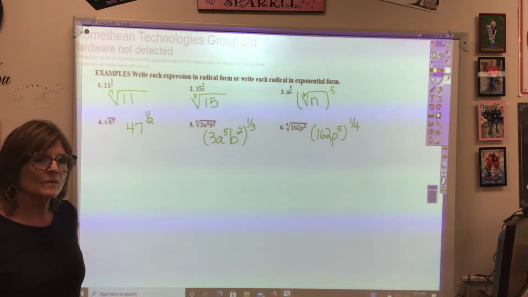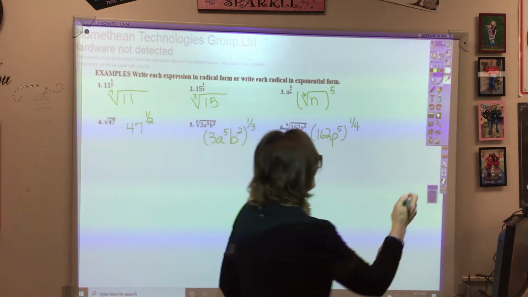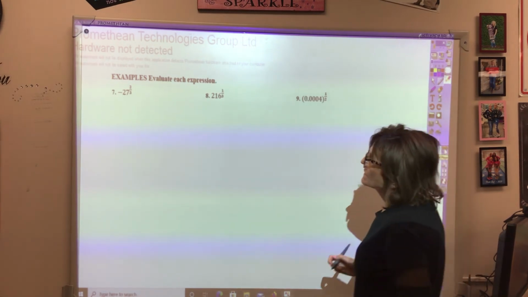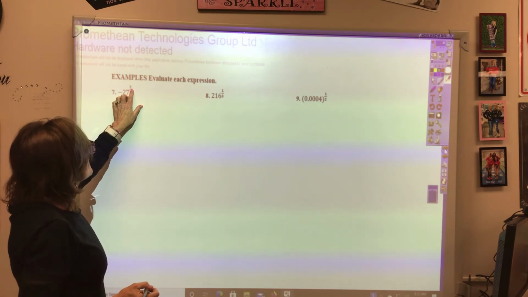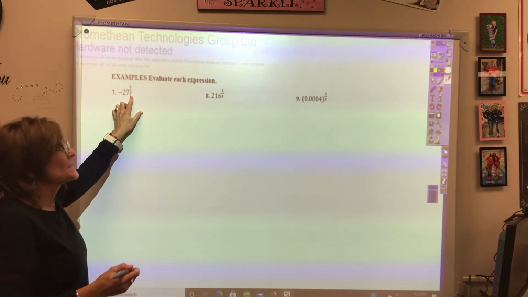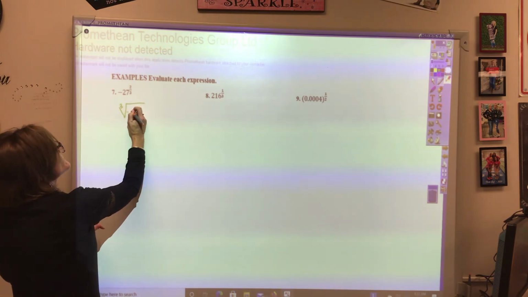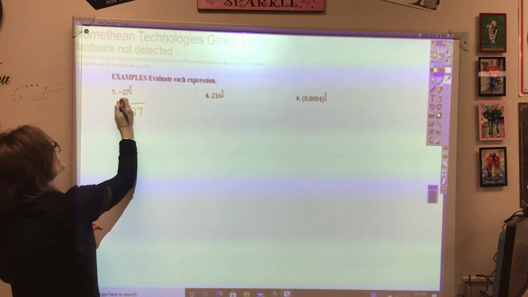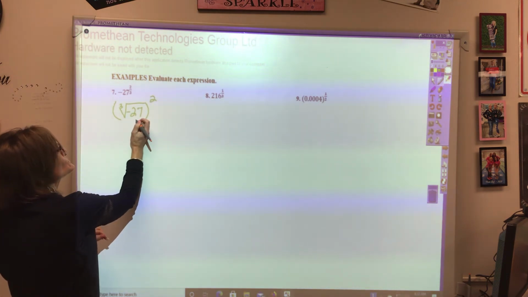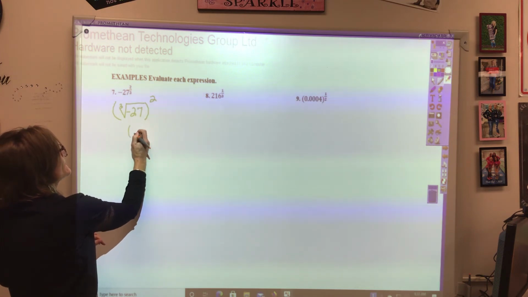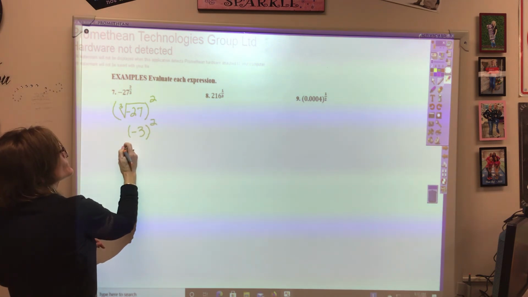And for these, using the calculator is just fine. So we're going to start with negative 27 raised to the 2/3 power. We're going to take the cube root, or the third root, of negative 27, and square it. So the cube root of negative 27 is negative 3. We're going to square that, and that is going to give us 9.